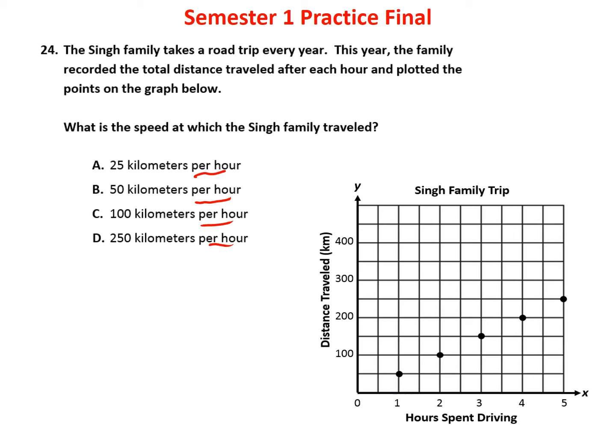So if we come down to our graph and come down here to 1 hour, notice that 1 hour, if I go up there and over there, 1 hour equals halfway between 0 and 150. So they're traveling 50 miles per hour, or the answer is B, 50 miles per hour.